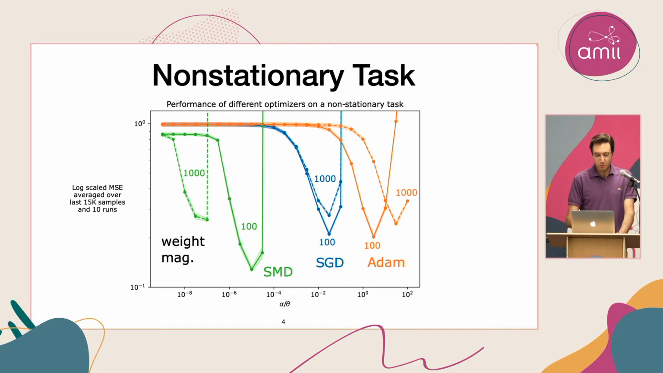Lower here is better. So what we can see is that SGD and Adam can't do as well as SMD, especially in the low magnitude case. Which shows that meta descent in particular is needed for non-stationary tasks to be able to adjust step sizes online.